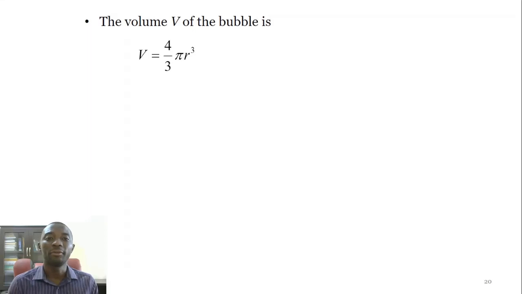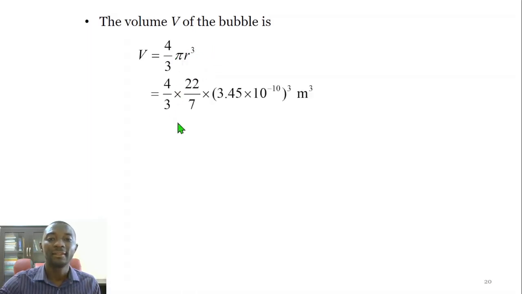To obtain the volume, we approximate the volume of the bubble to a sphere, and the volume of a sphere is 4/3 pi r cubed. We substitute the value of r and the value of pi and obtain this, which evaluates to give 1.72 times 10 to the power of -28 meter cubed, or 0.172 nanometer cube.